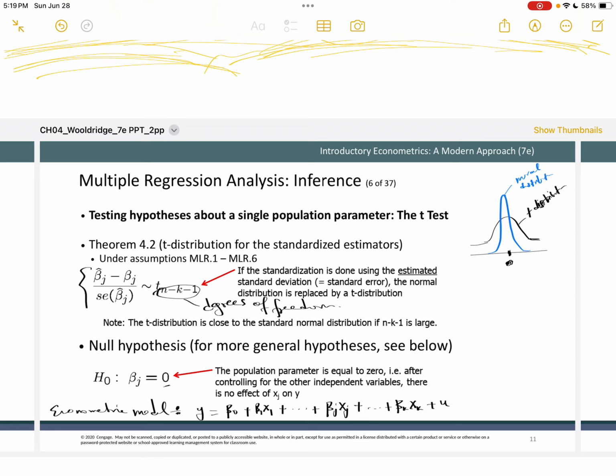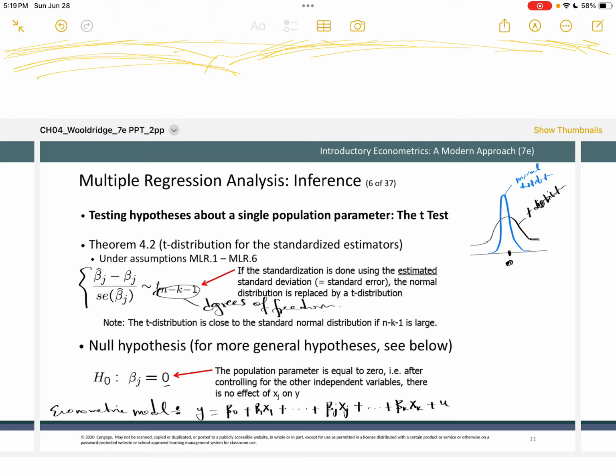From the classical linear model assumptions, you'll have to refer to the end of chapter 3 and the beginning of chapter 4 for that. We can write this ratio, where the estimated beta hat j minus the true beta j, divided by the standard error of beta hat j, follows the t distribution with degrees of freedom n minus k minus 1.